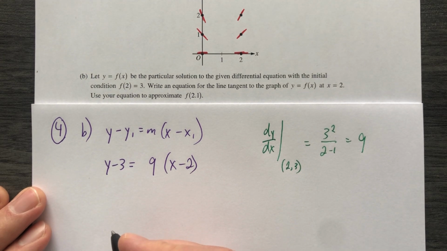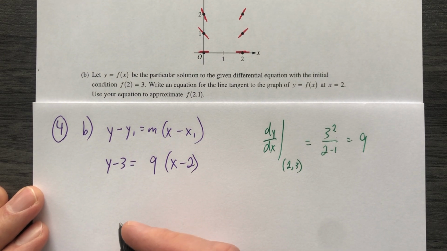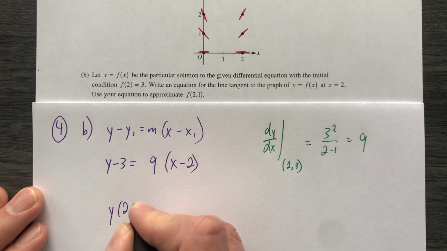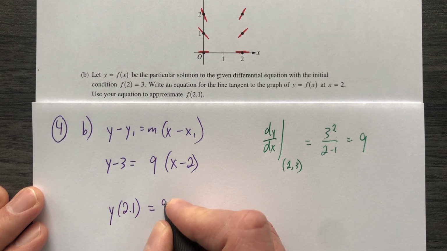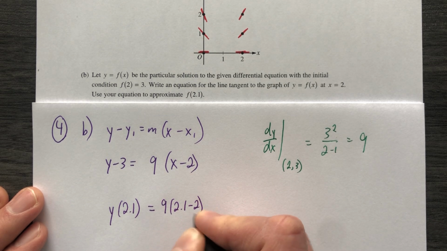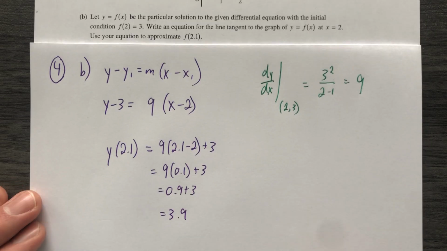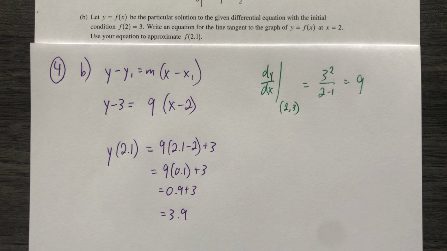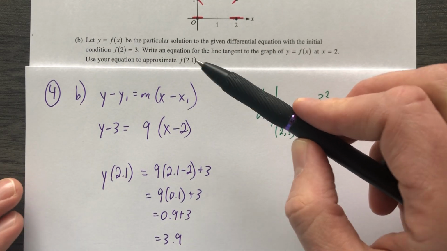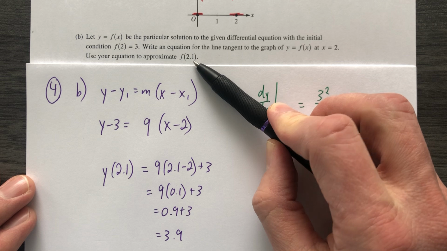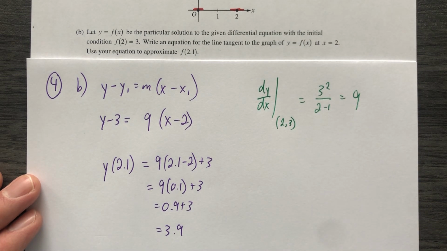So I want to approximate f of 2.1, and so I'm going to plug a 2.1 right there. So let's keep going. y of 2.1 is equal to 9 times 2.1 minus 2, and then don't forget we need to add that 3. So we're going to end up with 9 times 0.1 and then plus 3. And that's going to give me 0.9 plus 3, which gives me 3.9, which tells me that, more than likely, the value of the function at 2.1 is ridiculously close to 3.9.